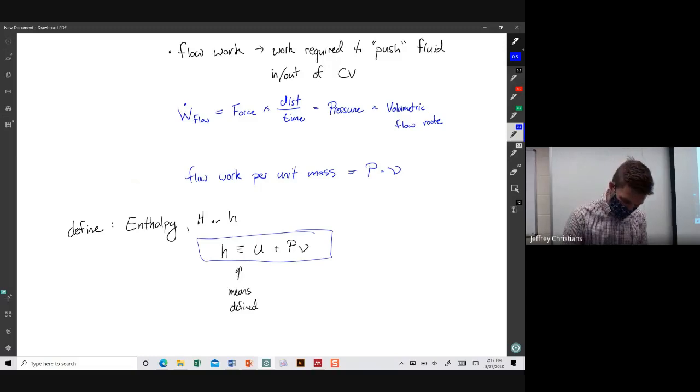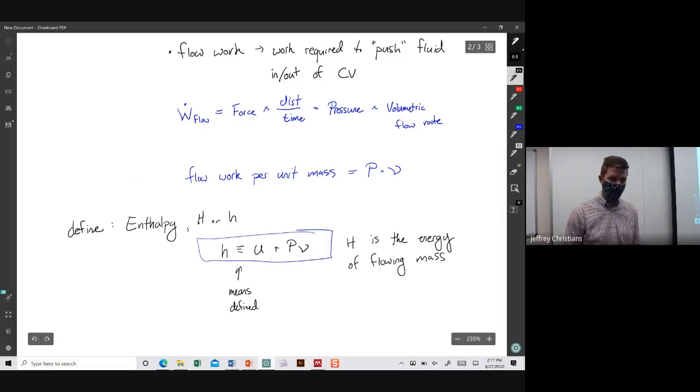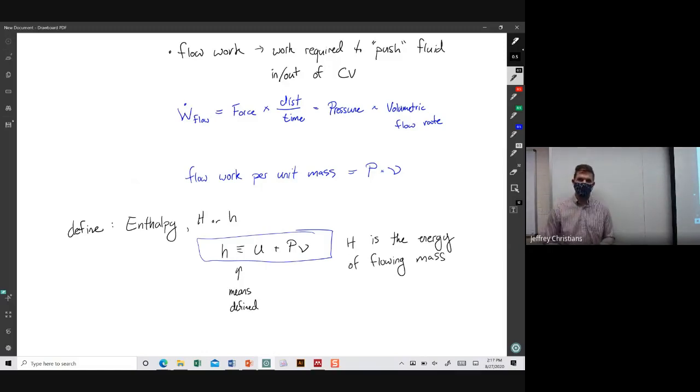What it really is, just for a conceptual definition, is the energy that a flowing mass carries with it, both as its heat and because of its movement.